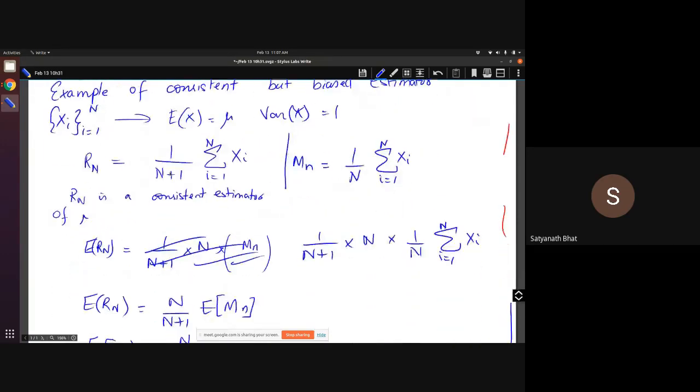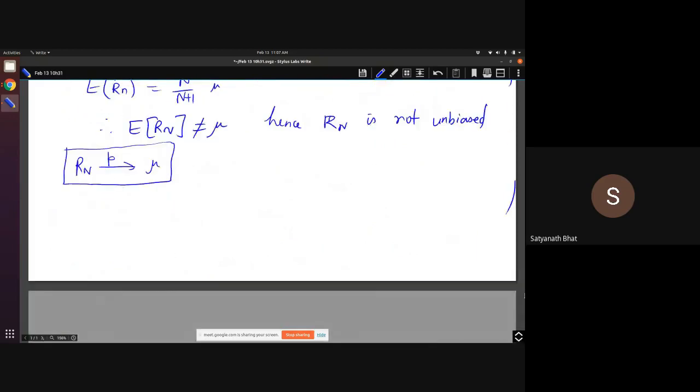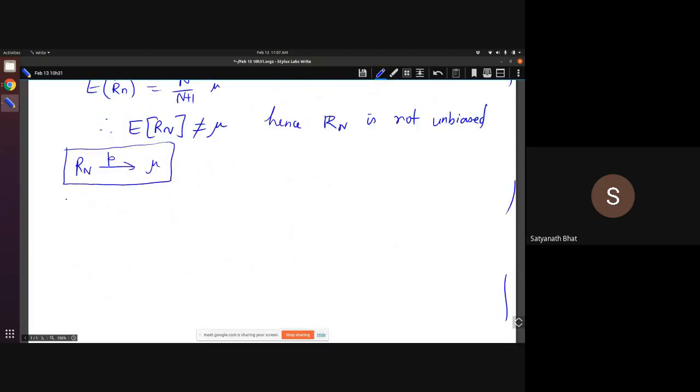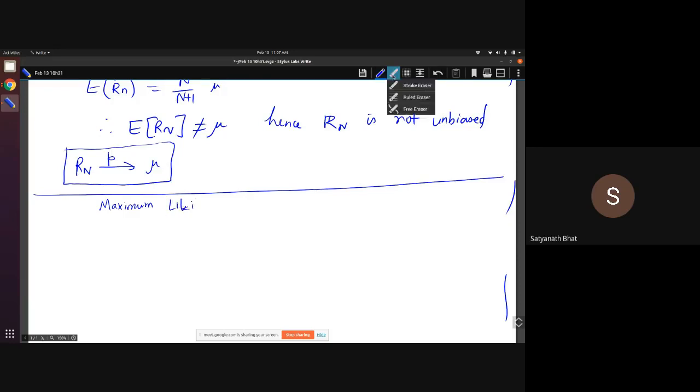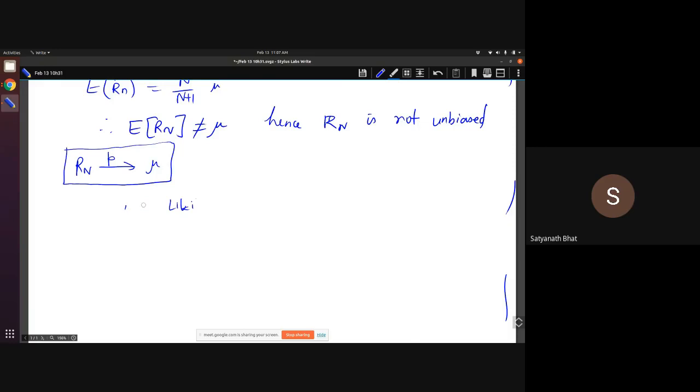But what is the advantage of consistency? If you have enough samples, you will get the true mean. That is where maximum likelihood comes into the picture. So the maximum likelihood estimator is the next topic. But before that, I forgot one important thing called the bias variance trade-off. So let's do that first.